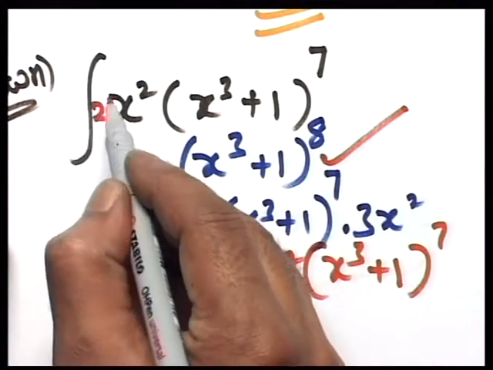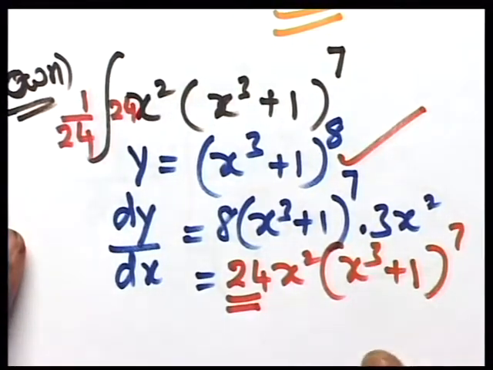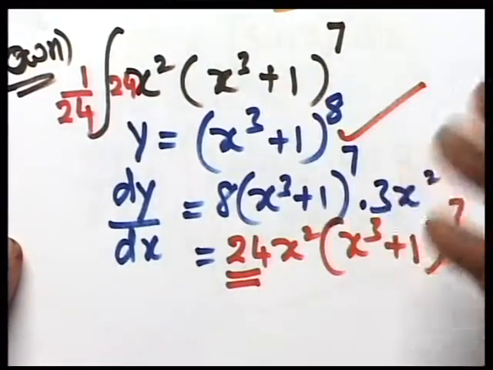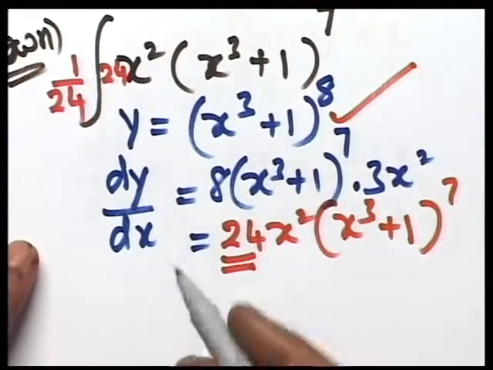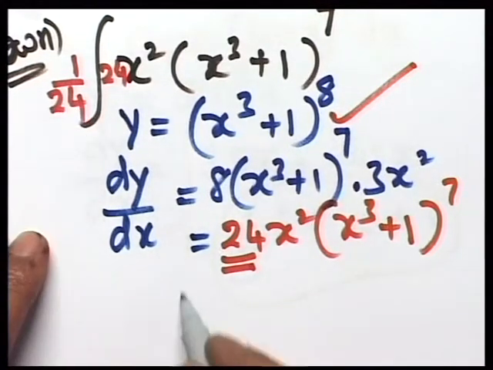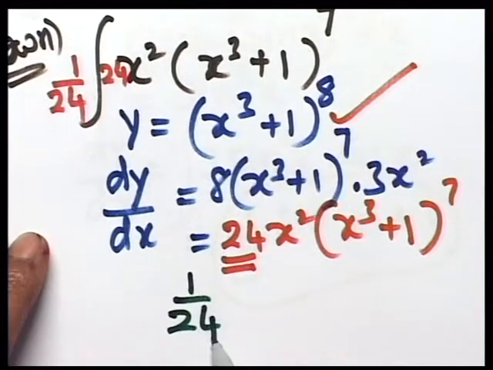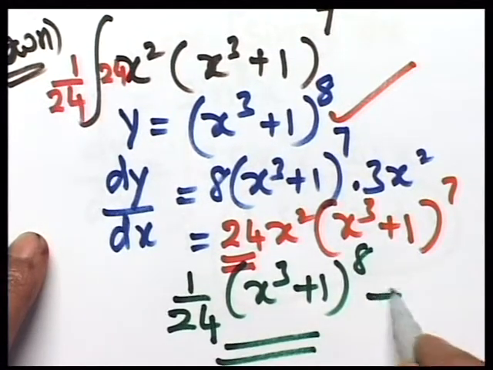So you introduce a 24 and divide by a 24. That's all you do. Okay. This works for trigs or algebra, whatever. And now what's our answer? We still need to write the answer, please. Don't forget, right? The answer is now the 1 over 24 comes back and the guessed one, which is x cubed plus 1 to the power 8 plus c.